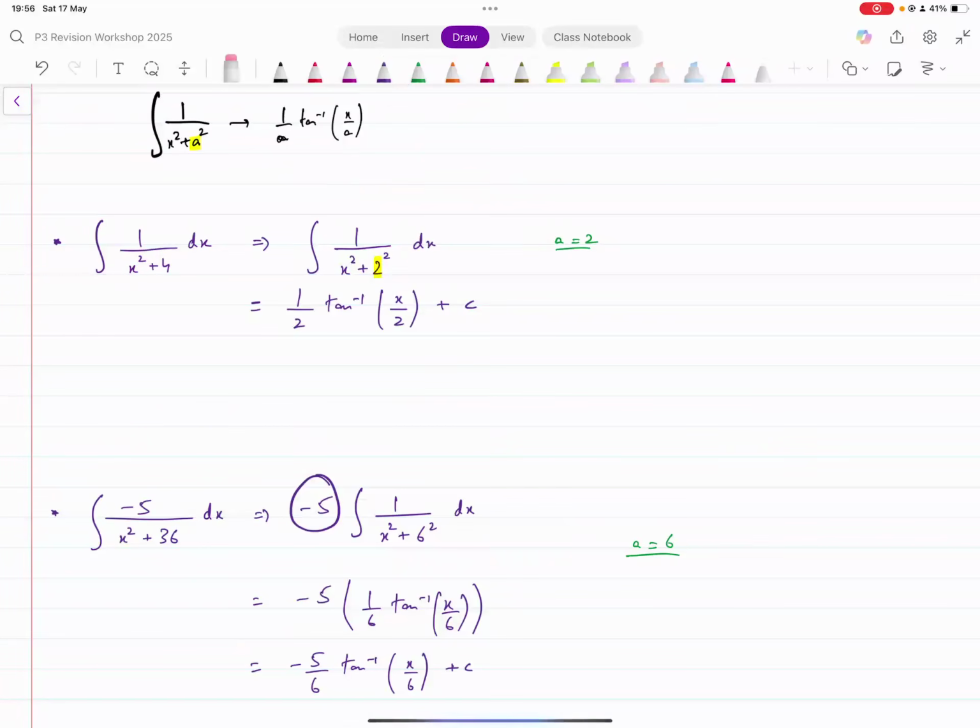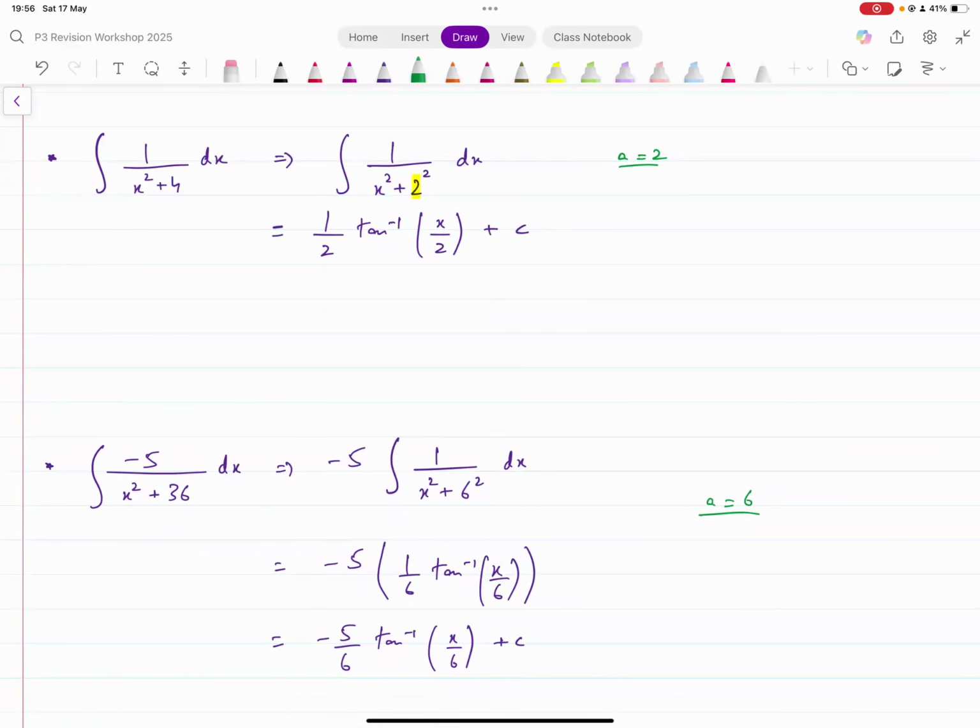You could say that x squared plus 6 squared, and then that integrates using the tan inverse rule. Minus 5 remains as it is, 1 over a into tan inverse of x over a. Simplify that, and that gives you the final integral. The value for a in this case is 6.